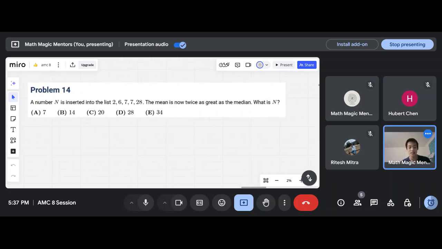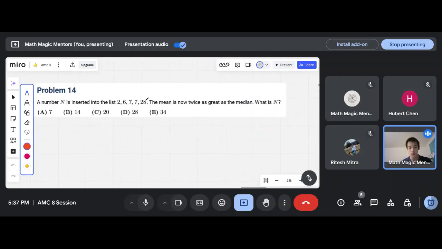So basically, when I see these statistics problems, I like to form an equation, because if we have an equation, we can just solve for n. The main information this problem tells us is that the mean is now twice as great as the median after n is inserted. But the little problem is that we don't know what n is.